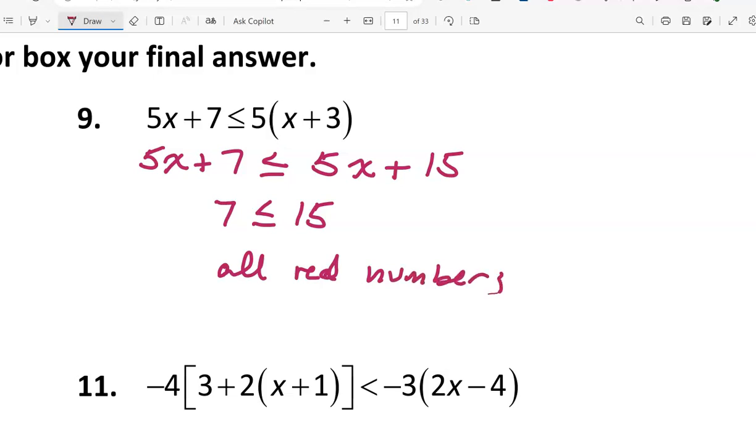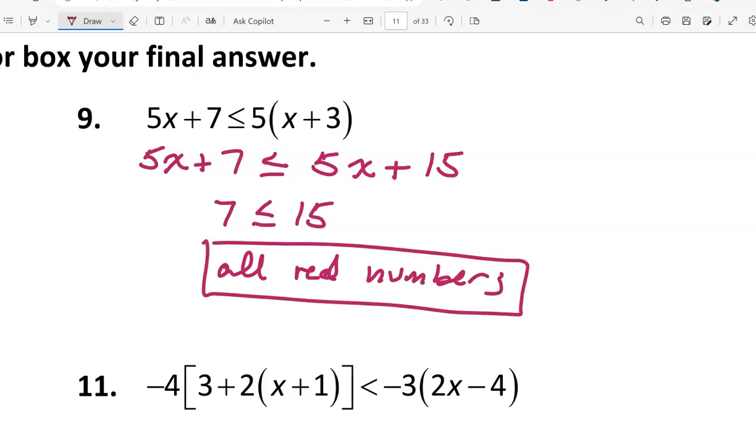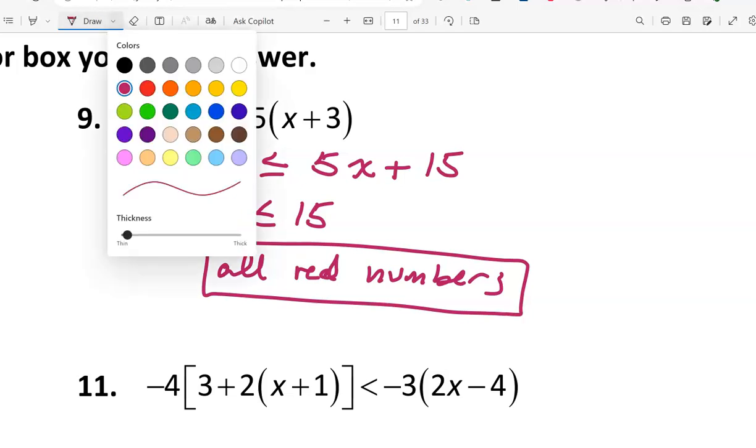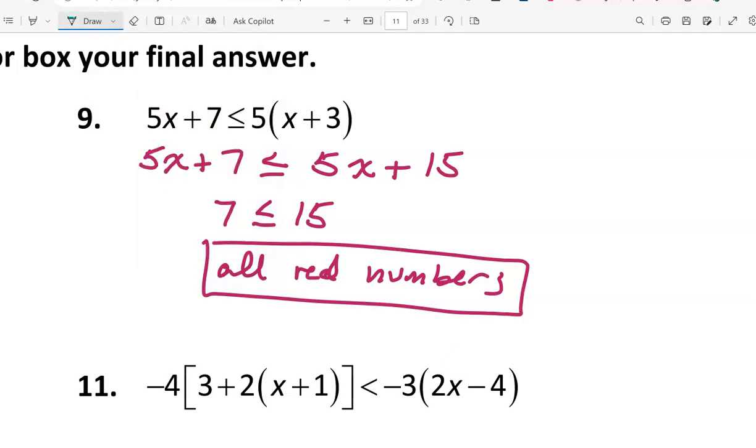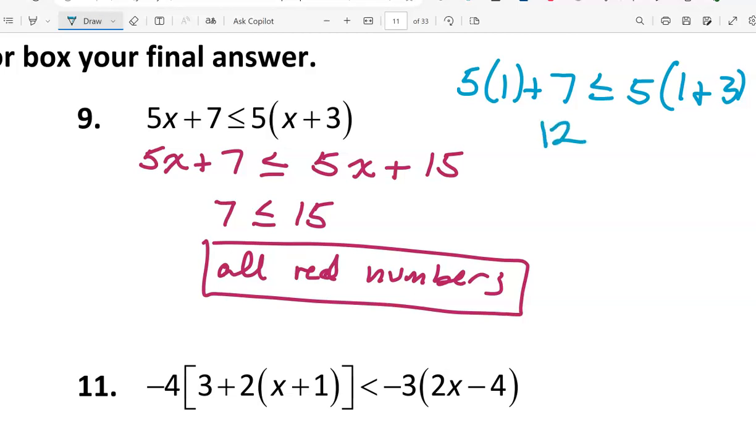That means no matter what number I replace x with, we will always have a true statement. So for instance, 5 times 1 plus 7 will always be less than 5 times the quantity 1 plus 3. We can certainly check that. 5 times 1 plus 7 is 12. 5 times 1 plus 3 is 5 times 4, which is 20. That's a true statement. No matter what x value I pick, that original statement will always be true.